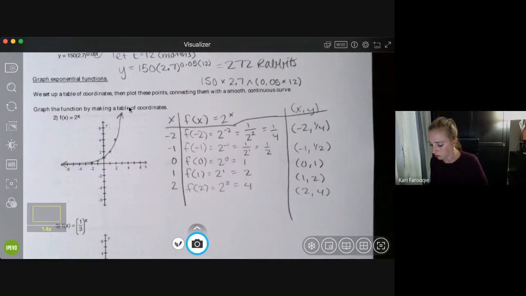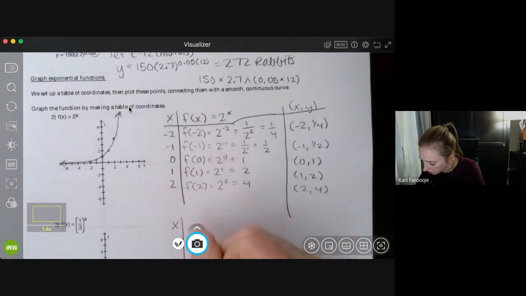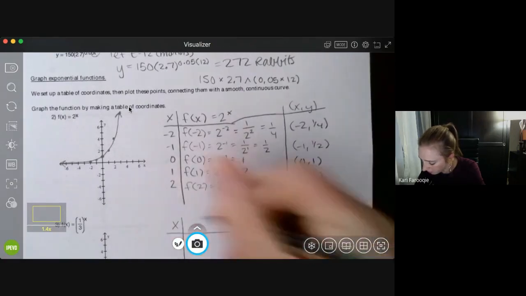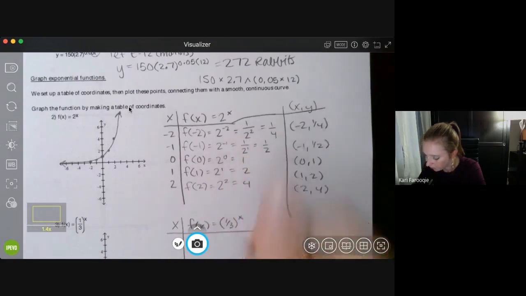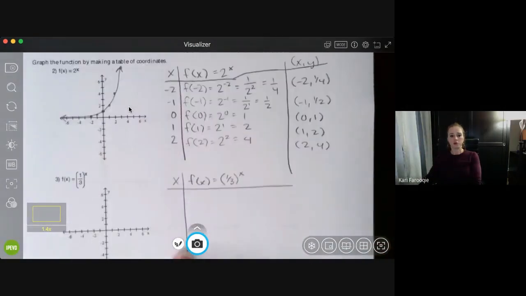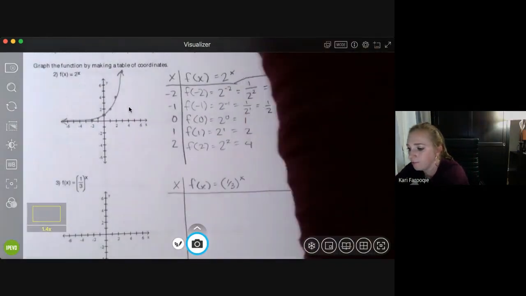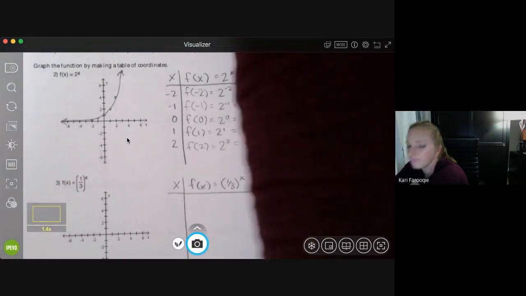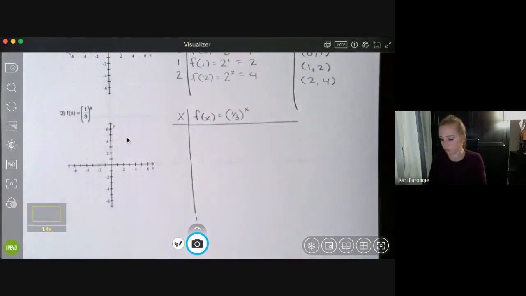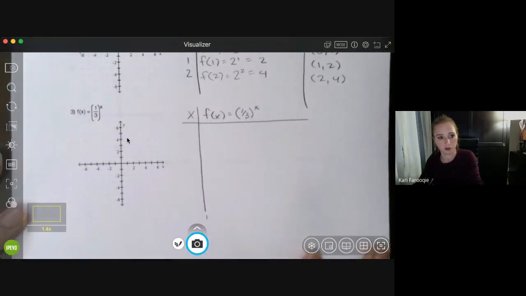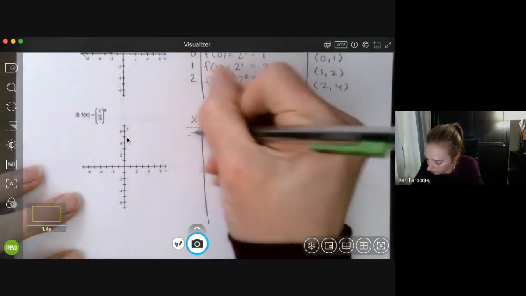So let's do number 3, which is f of x = (1/3) to the x. It's a little trickier because you're dealing with a fraction. Now, that whole quantity 1/3 is being taken to the exponent x. And we can use the same values for simplicity. Again, we're not shifting anywhere left or right, so these values make sense for us.